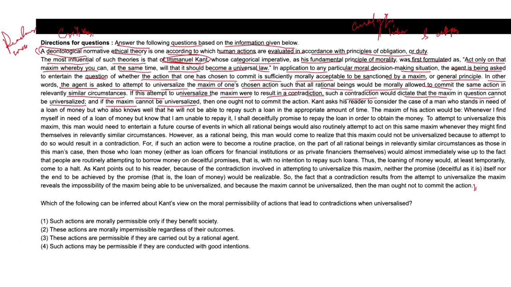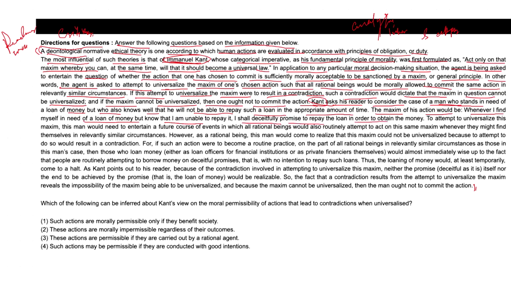So Kant asks his reader to consider the case of a man who stands in need of what? A loan of money, but who also knows well that he will not be able to repay such a loan in the appropriate amount of time. The maxim of his action would be what? Whenever I find myself in need of a loan of money, but know that I am unable to repay it, I shall deceitfully promise to repay the loan in order to obtain the money.